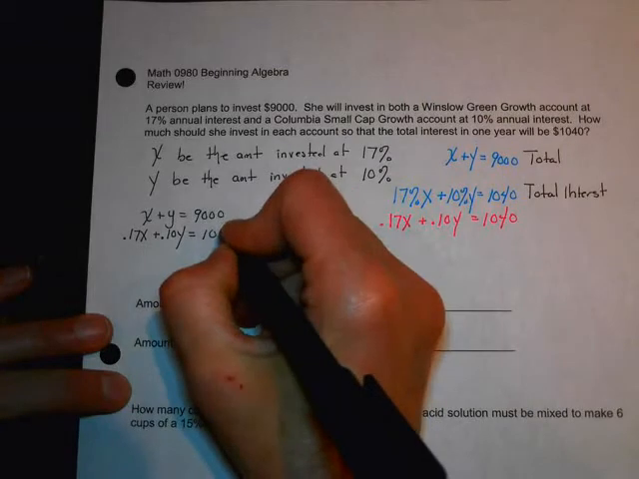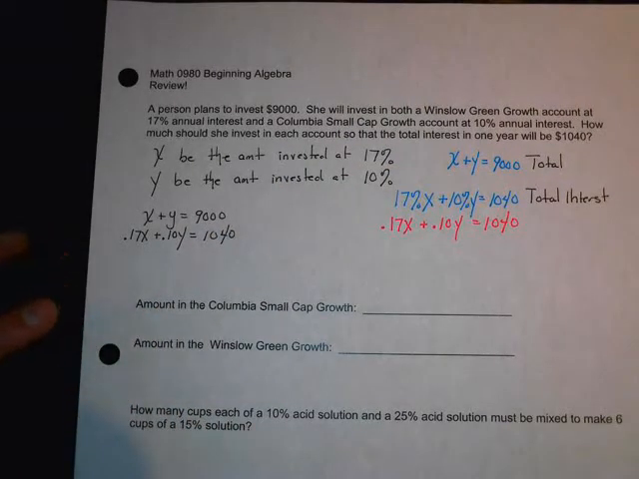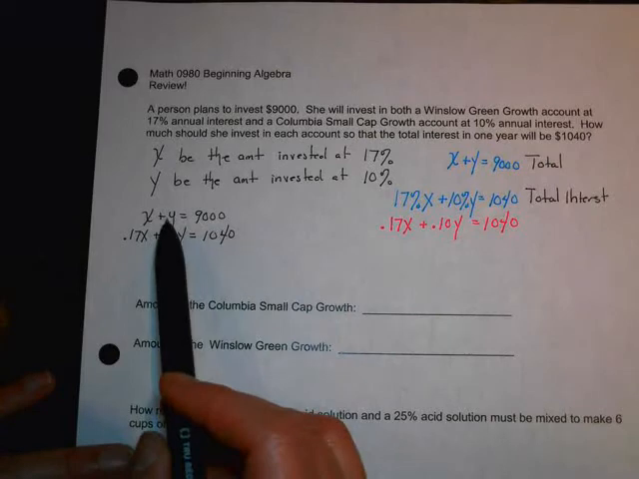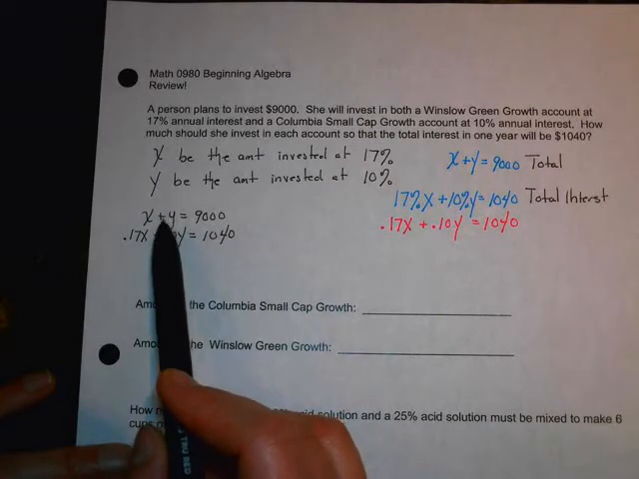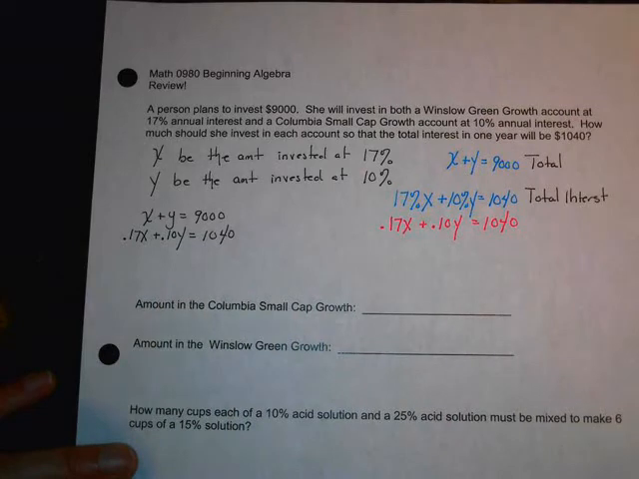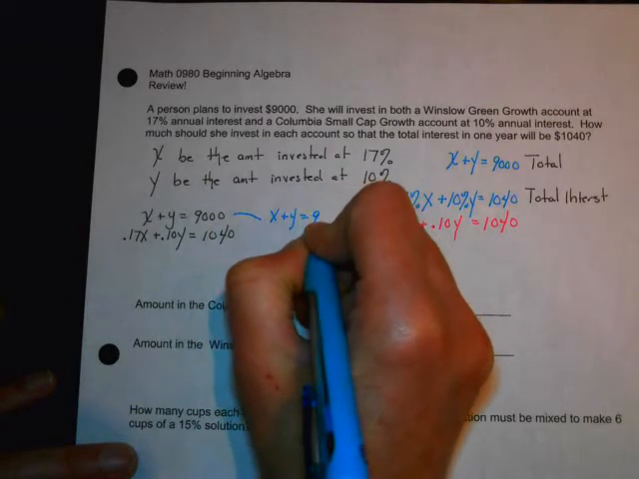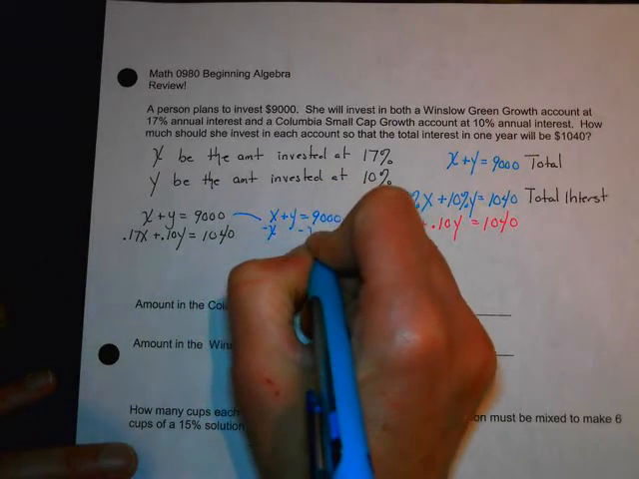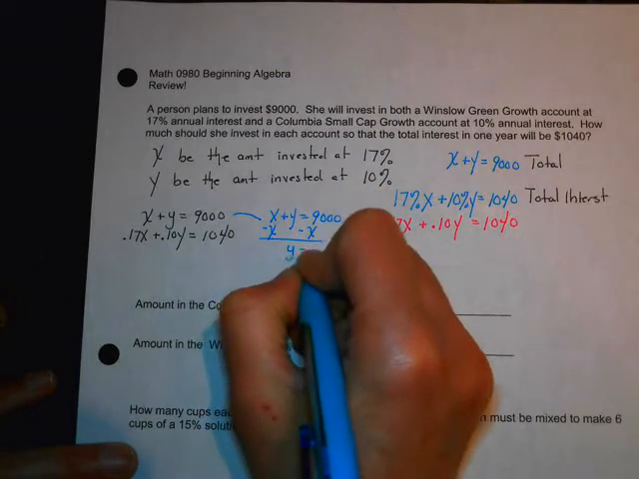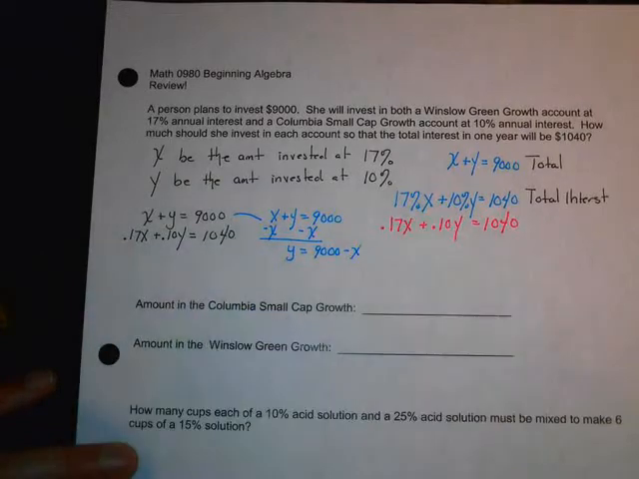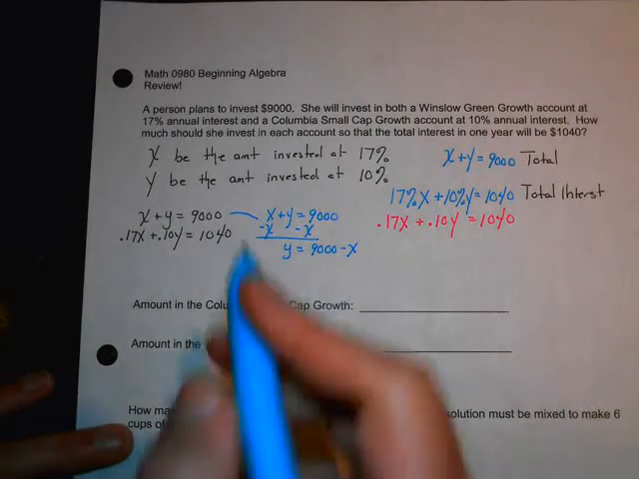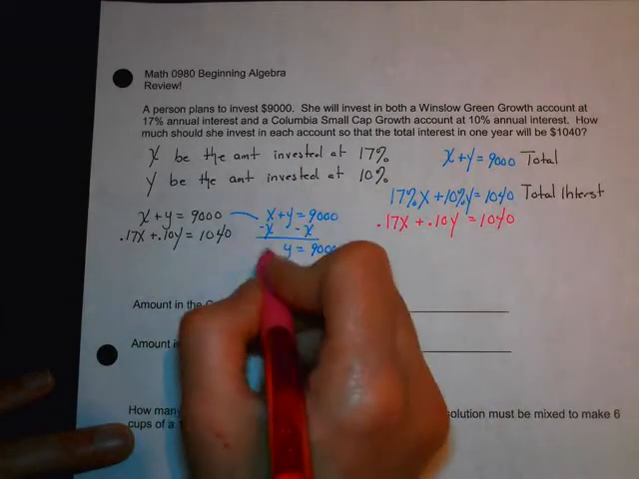So I don't really care how you solve these. Let's do substitution first. For substitution, you want to find the variable that has a 1 in front and solve for it, get it all by itself. So I am just in the habit of subtracting X from both sides. Okay, so Y equals 9,000 minus X, or negative X plus 9,000, however you want to write it. And then we're going to take that and substitute it into the equation we haven't used yet.